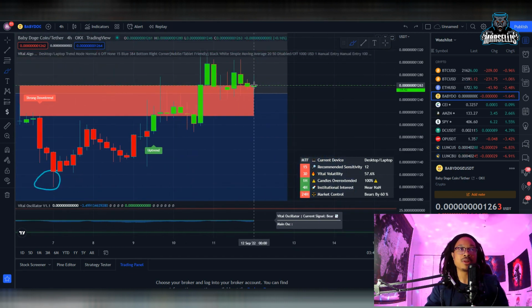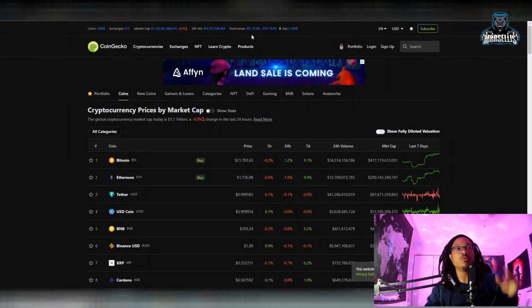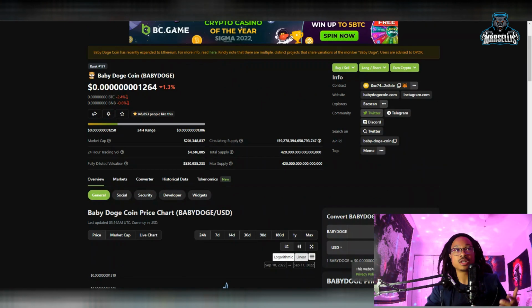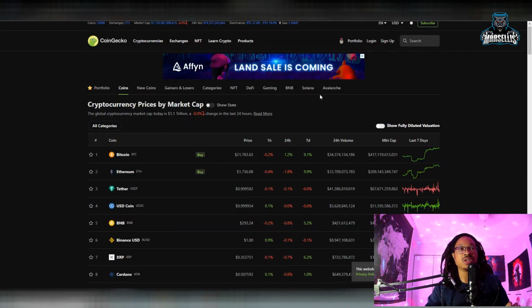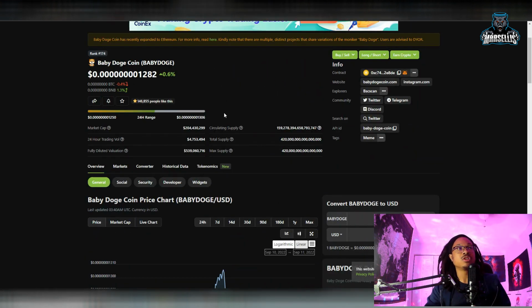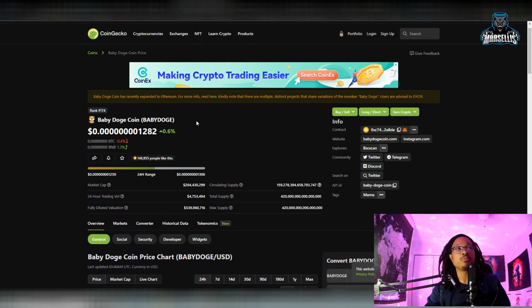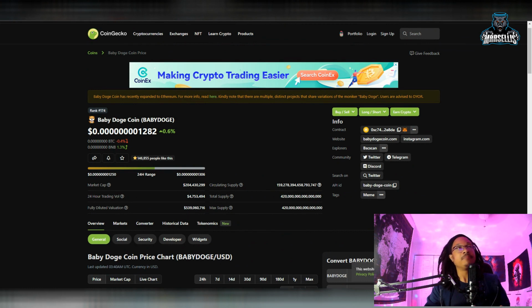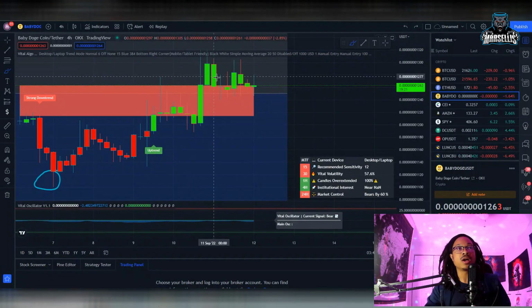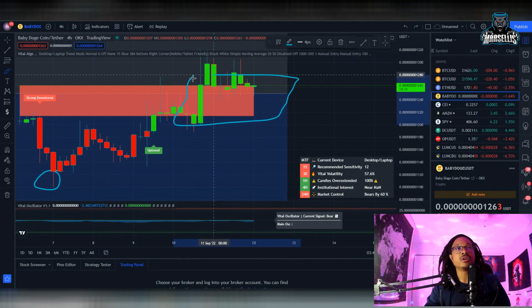It does look like we're probably about to drop down below this, unless the whole overall crypto market becomes bullish, and then Baby Doge will also become bullish because of that. But as of now, everything's just kind of sideways, not really doing too well right now. So Baby Doge is kind of on the same wave, up 0.6% in the last 24 hours, something similar to Bitcoin.